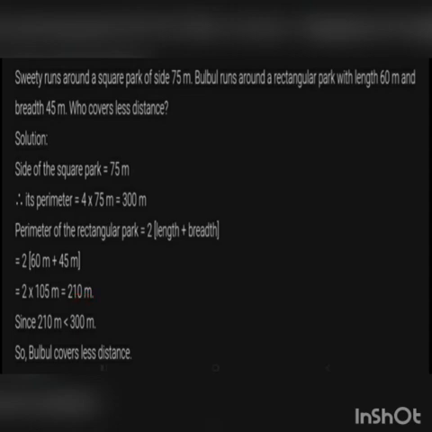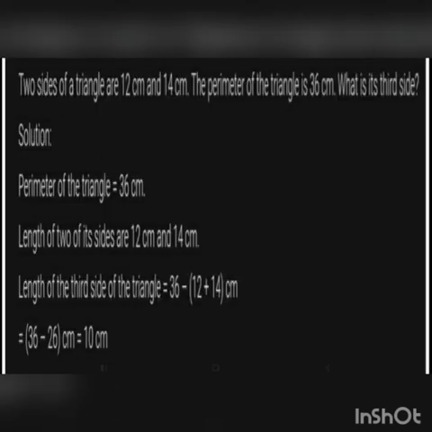So Bulbul is running 210 meters, Sweetie runs 300 meter. Now you know 210 is less than 300 meter. So who is running less distance? Bulbul. That means Sweetie runs the more distance. Here the question is who covers less distance, so the less distance is covered by Bulbul. So here we are applying the concept of perimeter.